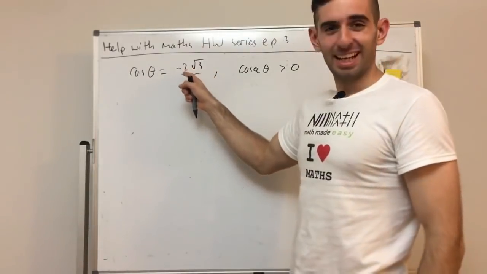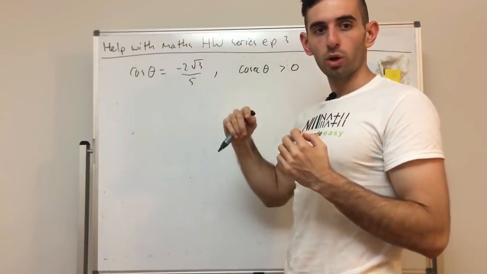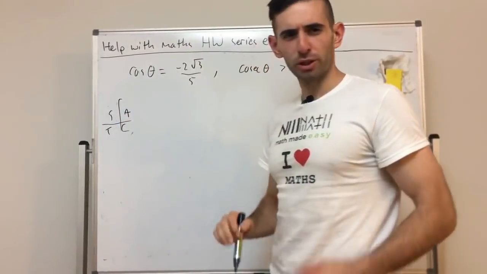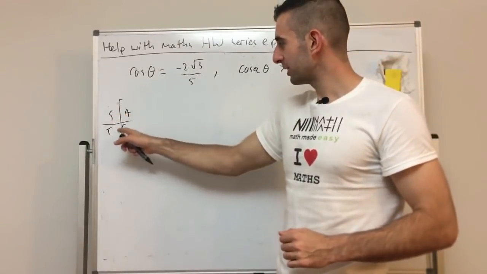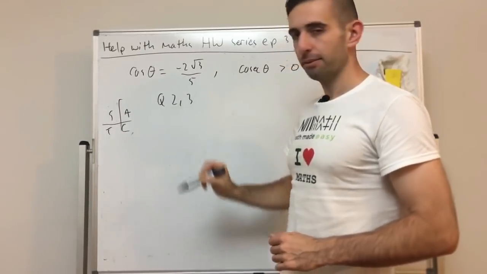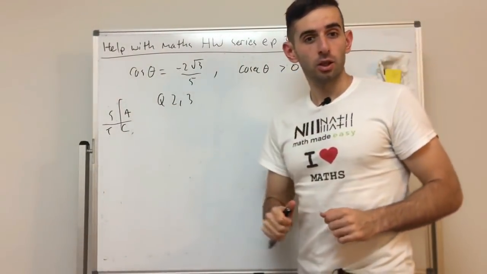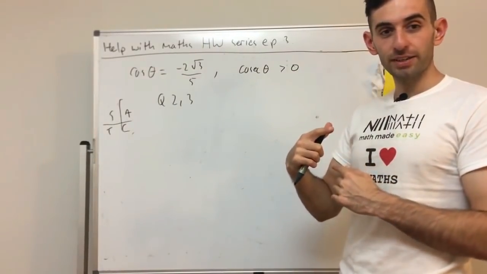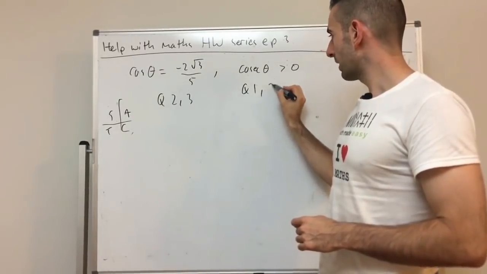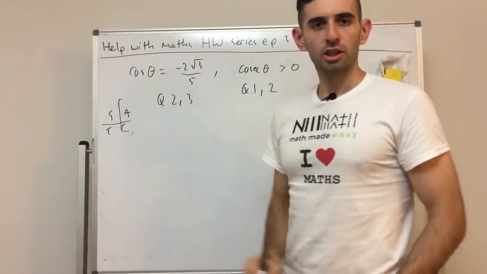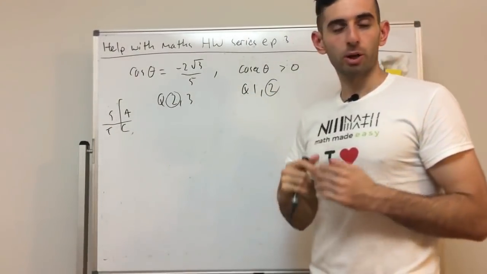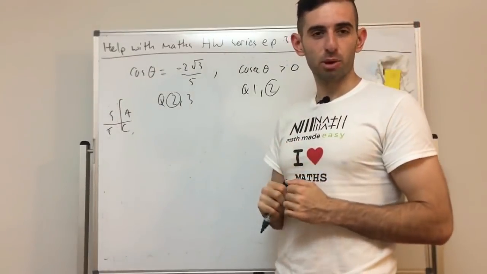So cos is negative. What quadrants is cos negative in? Well, if you do your all stations to central acronym, is what we learn here in Australia, all stations to central, cos is negative in quadrant 2 and 3. Now cosec theta. What's cosec? Well, cosec is 1 over sine theta. So where is sine theta positive? If we look here, it's just 1 and 2. So then we look, where's the overlap? Well, the overlap is 2. So we're in quadrant 2. So that tells us if our answers are going to be positive or negative.